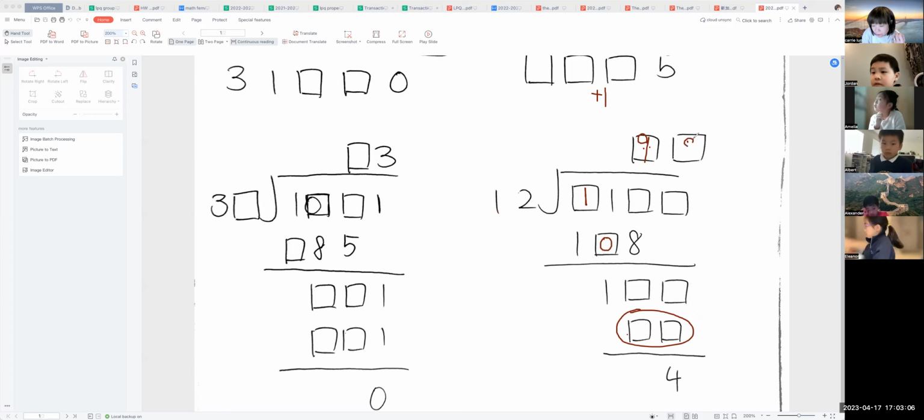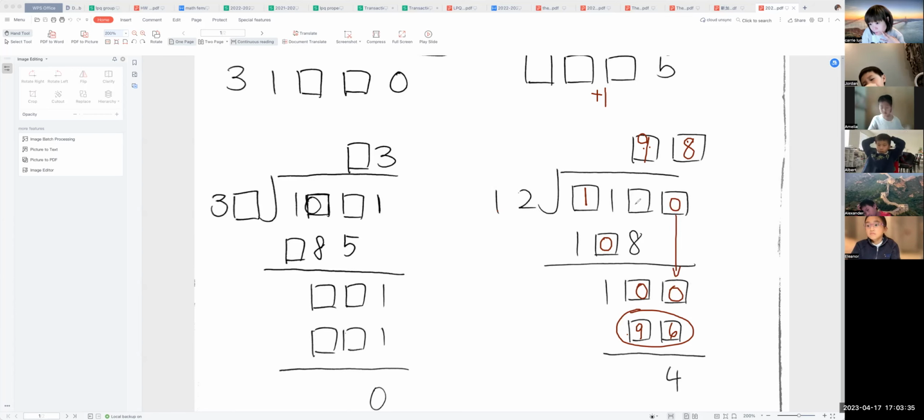So 8, 96. We can try, okay? So 8 times 12 equals 96. So what minus 96 equals 4? What minus 96 equals 4? 92. What minus 96 equals 4? 100, right? Yeah. Okay, so if this is 0, this is also 0, right?